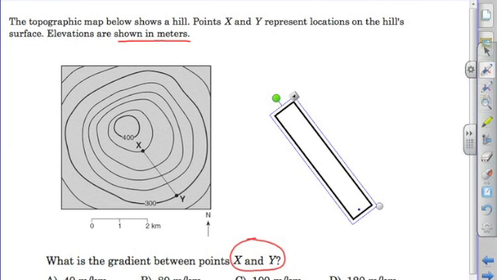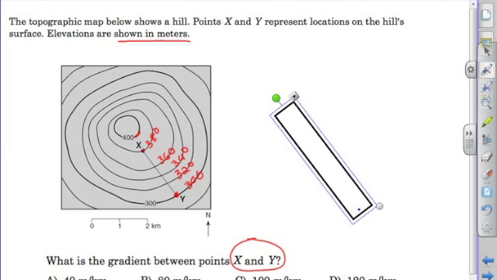Before I jump in and get the values of X and Y, I'm going to label the values of the lines on the topographic map. It's telling me here that Y is sitting right on the 300 line, so that's easy. And here I'm looking at a value of 400. So it seems to me that each of these contour lines is worth 20 meters. So I'm just going to take a moment to label. Turns out point X is sitting directly on the 380 line.